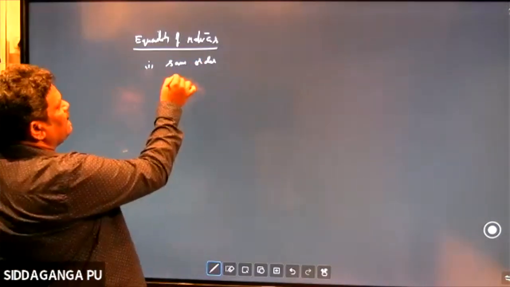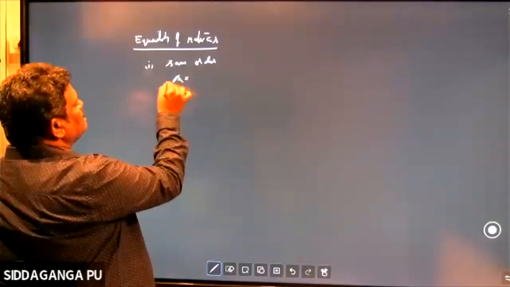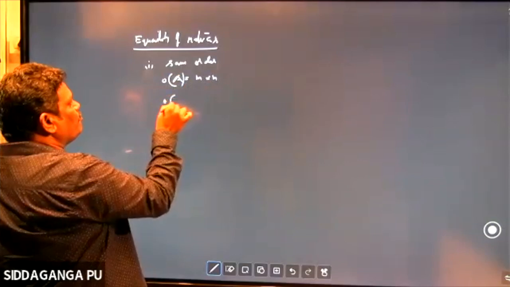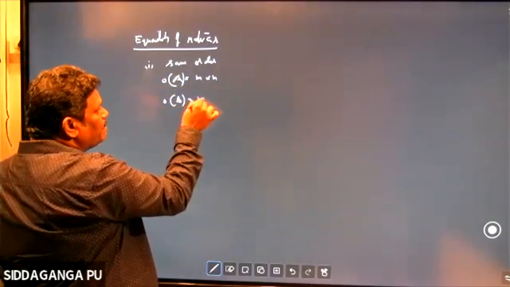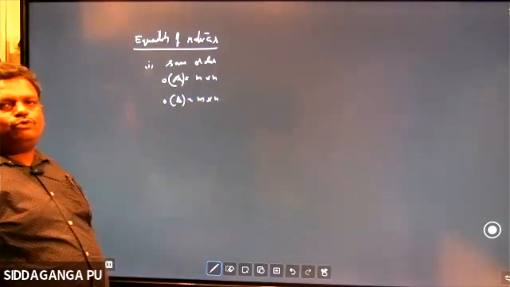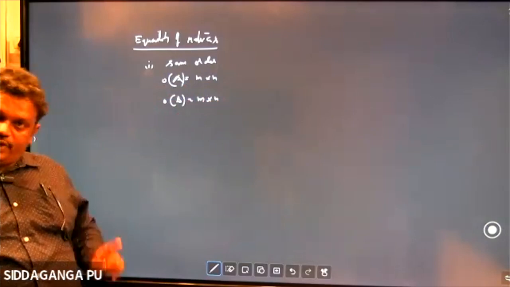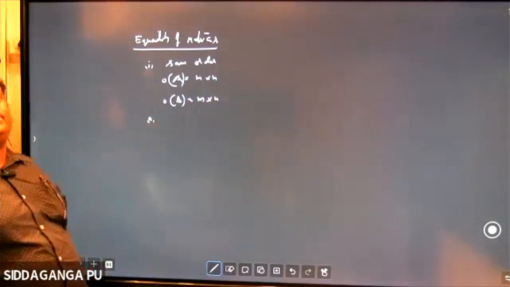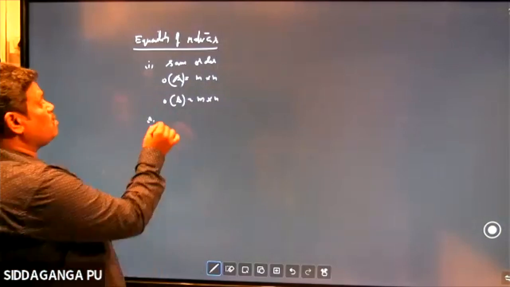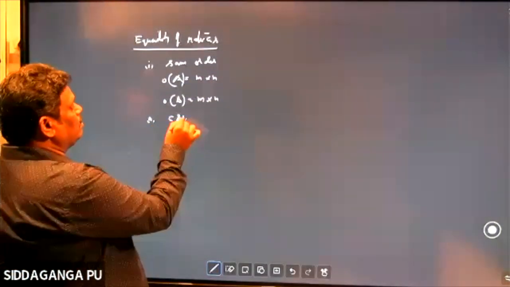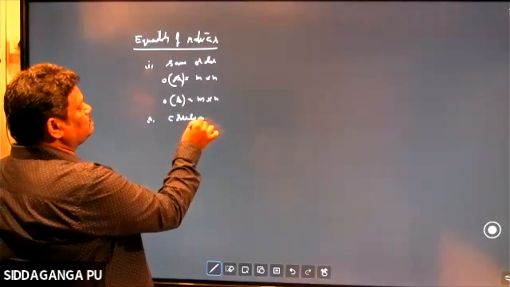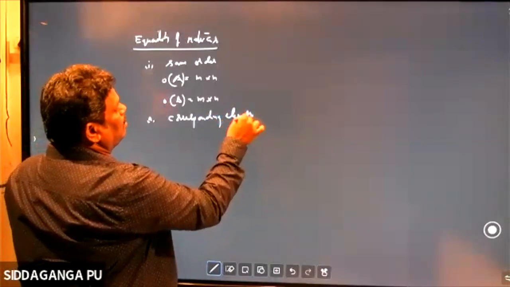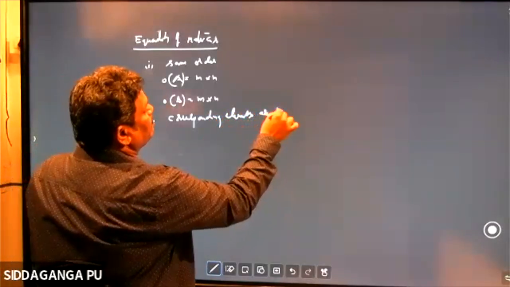For example, order of A is equal to M by N. Order of B also must be M by N. Okay? So the orders of the two matrices are equal or the same. That is the first point. And the second, the corresponding elements are also equal or the same.